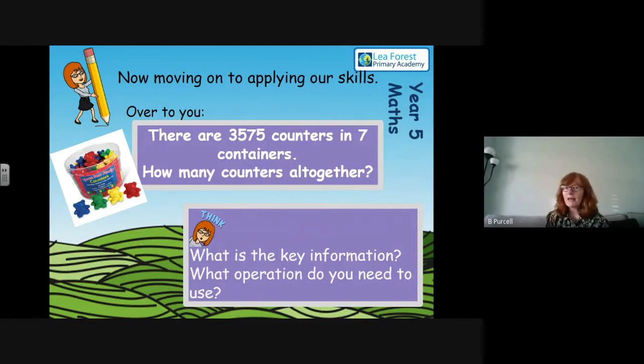Remember, I don't want you to do the math just yet. I just want you to be able to tell me what key information we need to solve this problem and what the operation is. Excellent, Isla. Well done. So, what operation do we need to use to solve that? Well done, Summer.